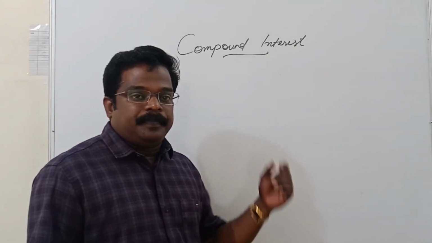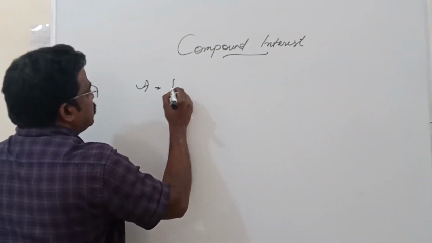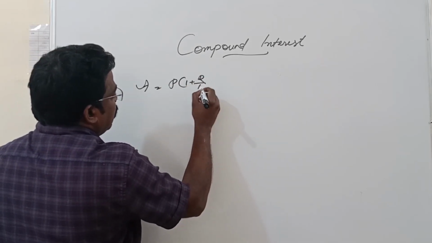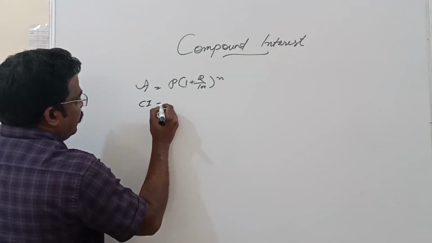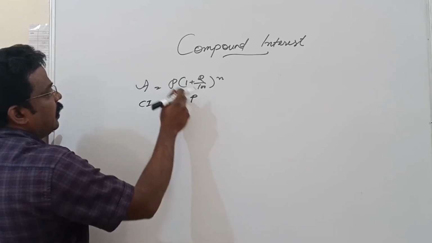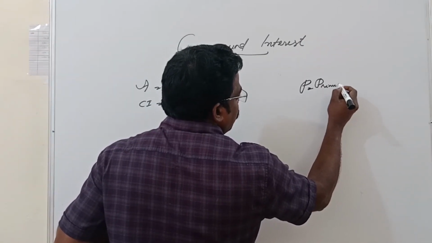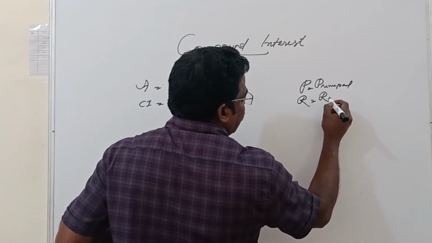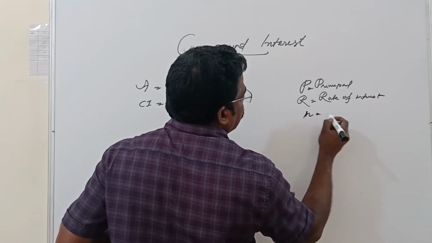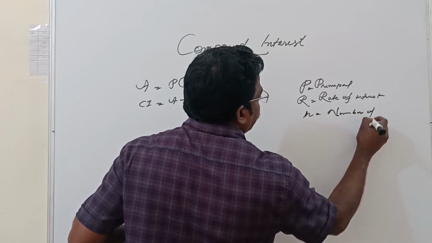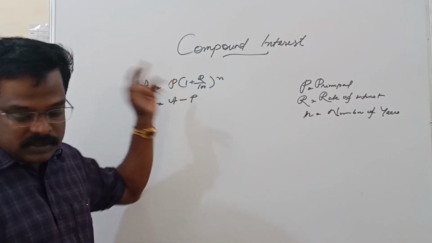Okay, so here compound interest can be calculated by using one equation, that is A equals P into (1 plus R by 100) raised to N. So first we are finding amount, then we are finding compound interest, that equals A minus P, amount minus principal. So as usual, here P equals principal and R equals rate of interest. Then N equals number of years. Okay, so if you know these three terms, we can calculate by using this equation.